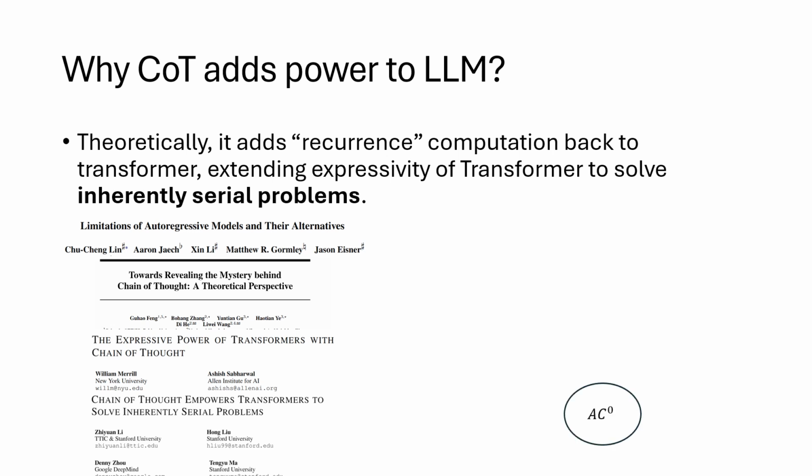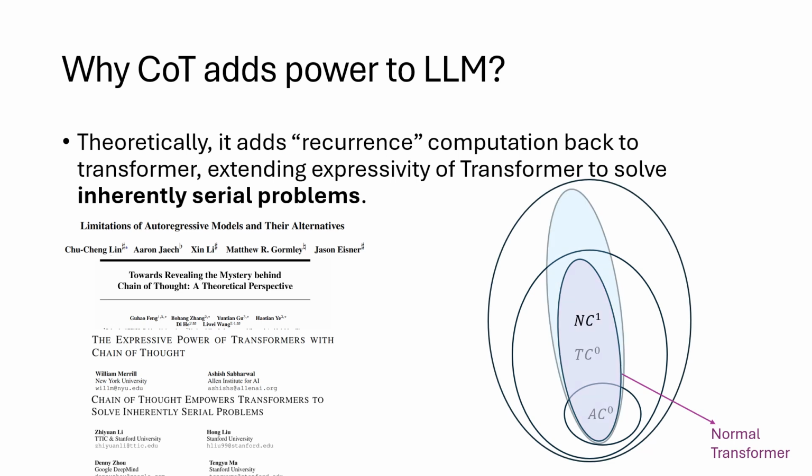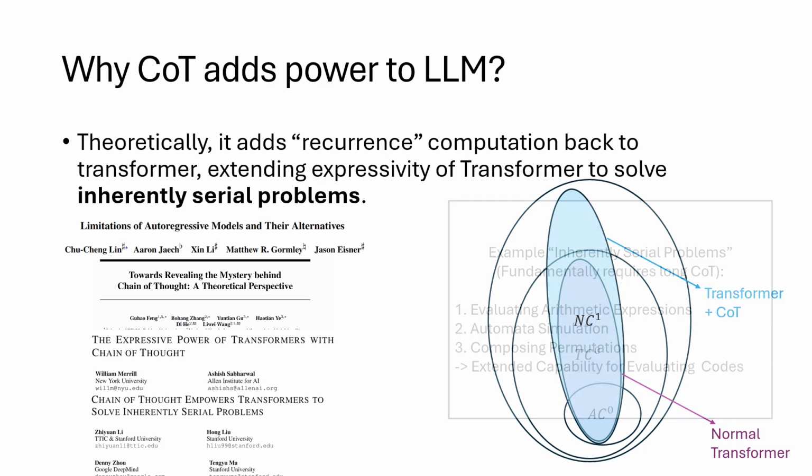As an illustration, say we have different complexity classes like AC0, TC0. You do not really need to know what they are. They are just some representation of difficulty. And the vanilla transformer is this pink region over here. If we add chain of thought, it slightly increases its expressivity to this blue region over here.